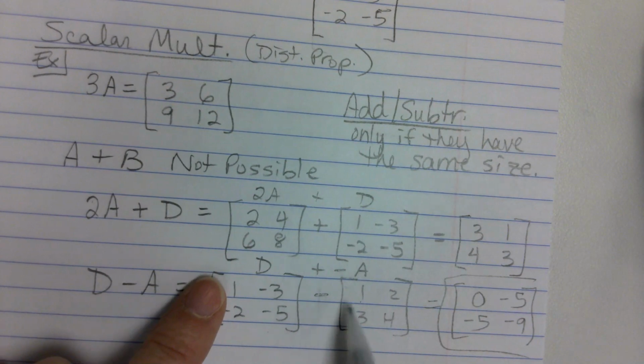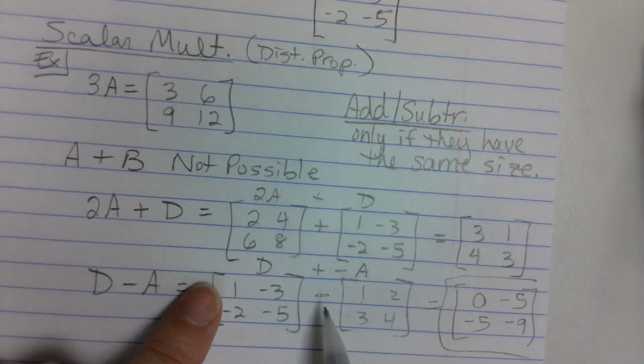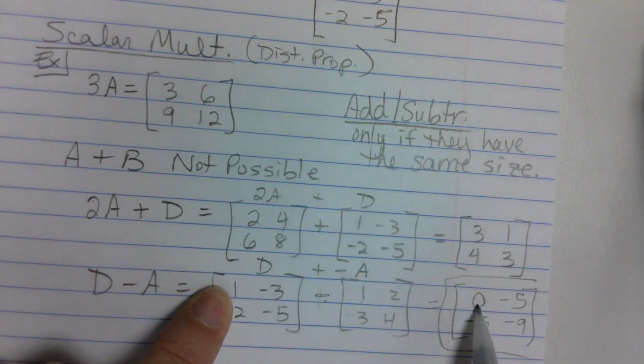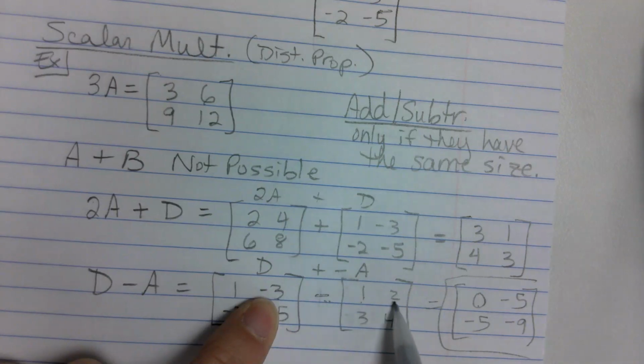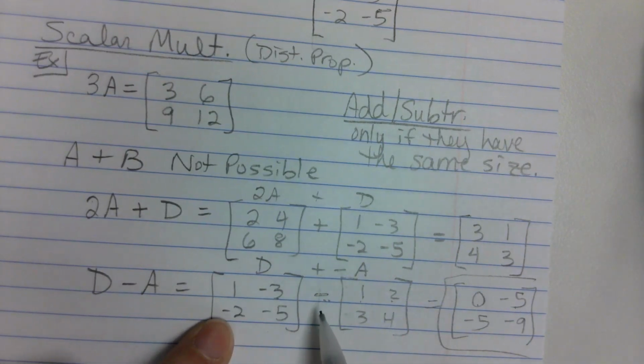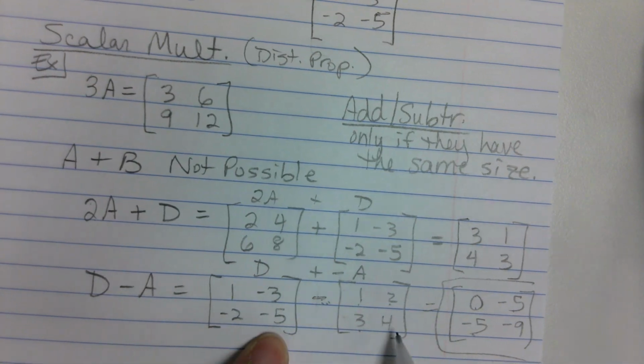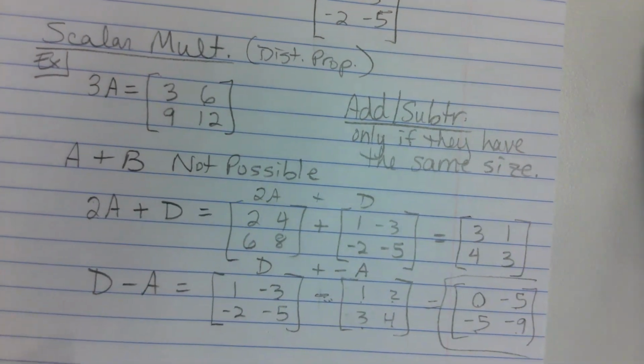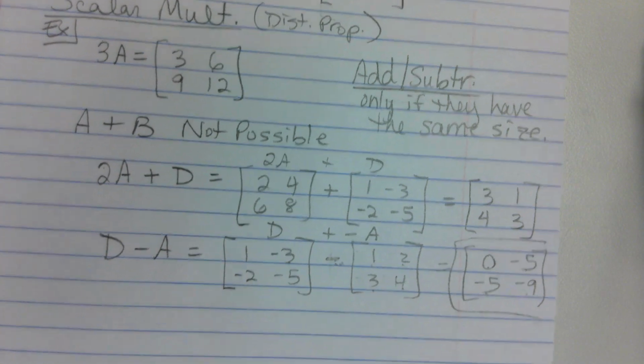If you don't distribute the negative, 1 minus 1 is 0. Negative 3 minus 2 is negative 5. Negative 2 minus a negative 3 is also negative 5. Negative 5 minus 4 is a negative 9. Minus D. Oh, I got you.